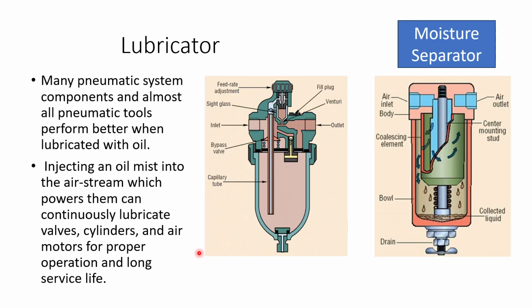Now, let us see how a lubricator functions. So on the left hand side, we see the diagram of a lubricator. So why are we using a lubricator? Many pneumatic system components, all pneumatic tools perform better when lubricated with oil. So injecting an oil mist into the air stream which powers them can continuously lubricate the valves, cylinders and air motor for proper operation and long service life.